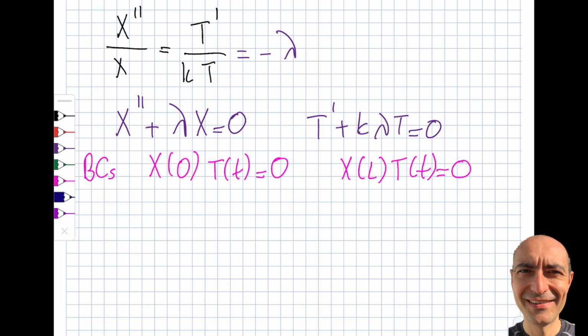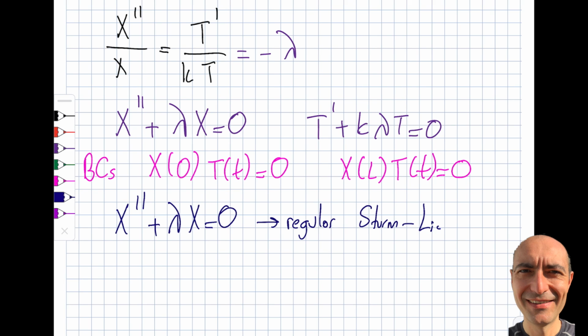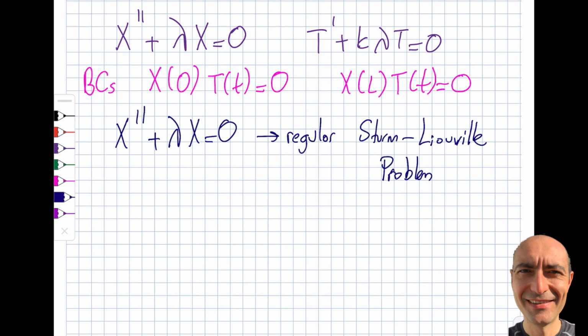So now let's look at the very first equation over here, and let's rewrite it and analyze this: X double prime plus lambda X is equal to 0. I'm not sure you remember this, but I covered this. This is called the regular Sturm-Liouville problem. I have a whole segment on this. I will actually post a link over here so you can visit that if you choose to learn more about it.